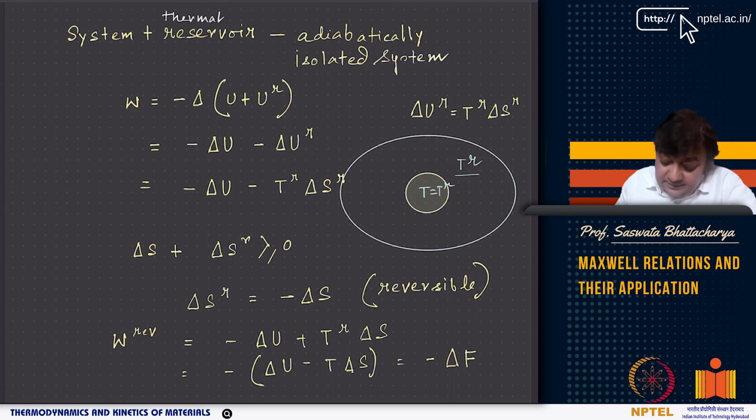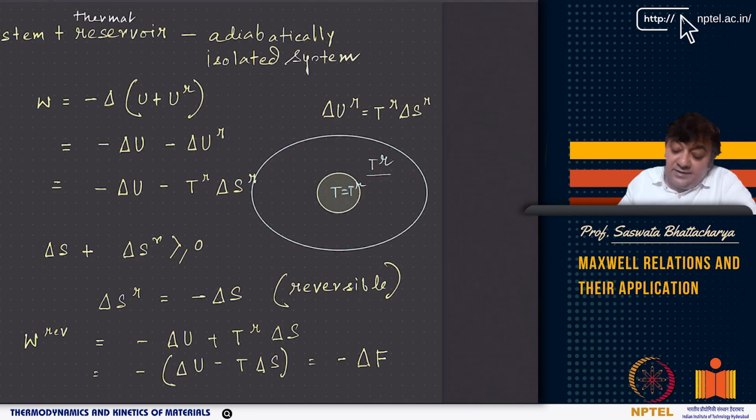Then we can write W reversible is minus delta U plus TR delta S, where delta S is the change in entropy within the system, right? Not within the reservoir, but within the system. So minus delta U plus TR delta S. Now, TR and T are the same. So we can write minus of delta U minus T delta S. Now delta U minus T delta S is nothing but delta F. So W reversible, that is the maximum work that is done, is equal to negative of the change in Helmholtz free energy, right?